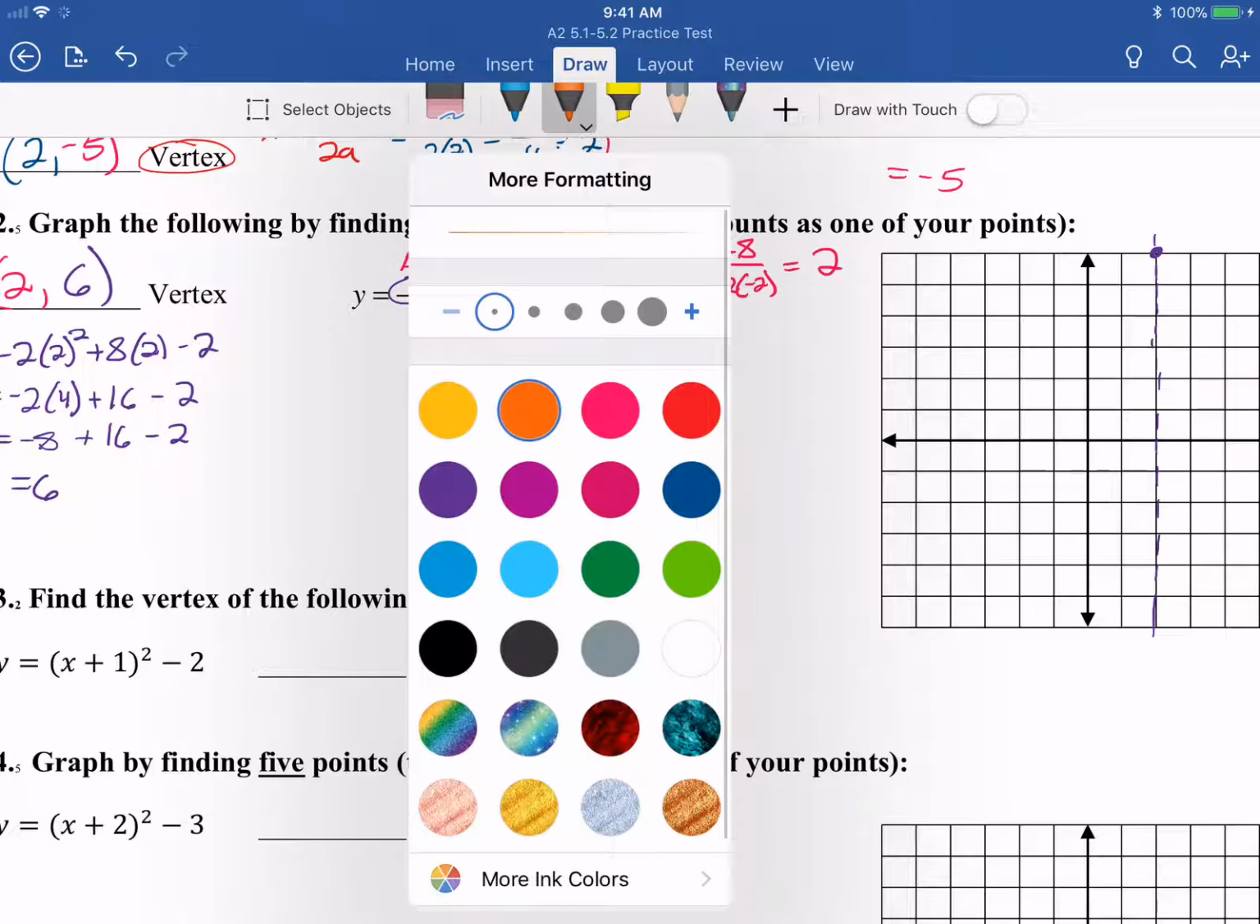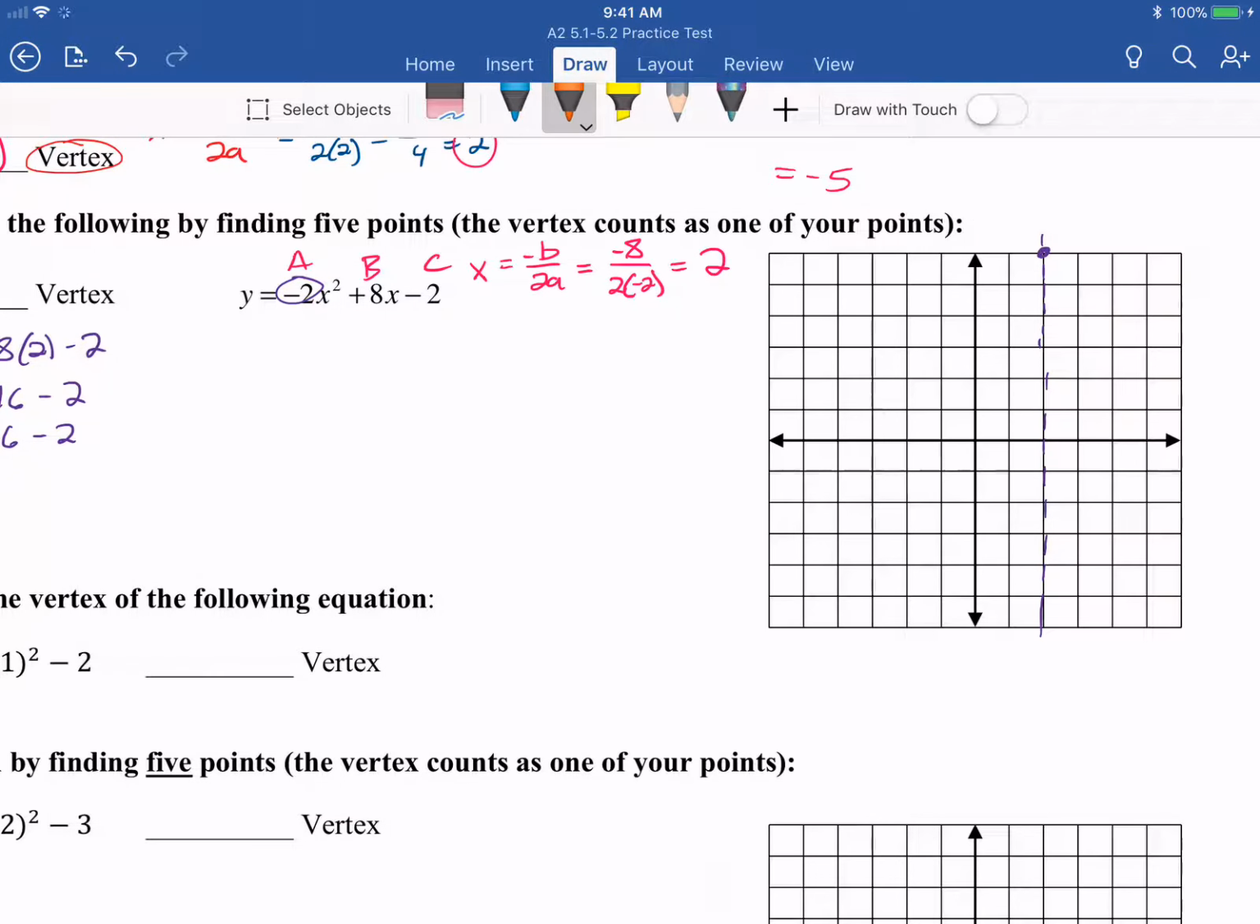Here's where some students start to get confused. They say, I found my vertex. Now you just have to find 2 points that are either to the left or to the right, and then you can graph the thing that's exactly symmetric. I'm going to pick 1 and 0 because I think those are going to be easier to plug in.